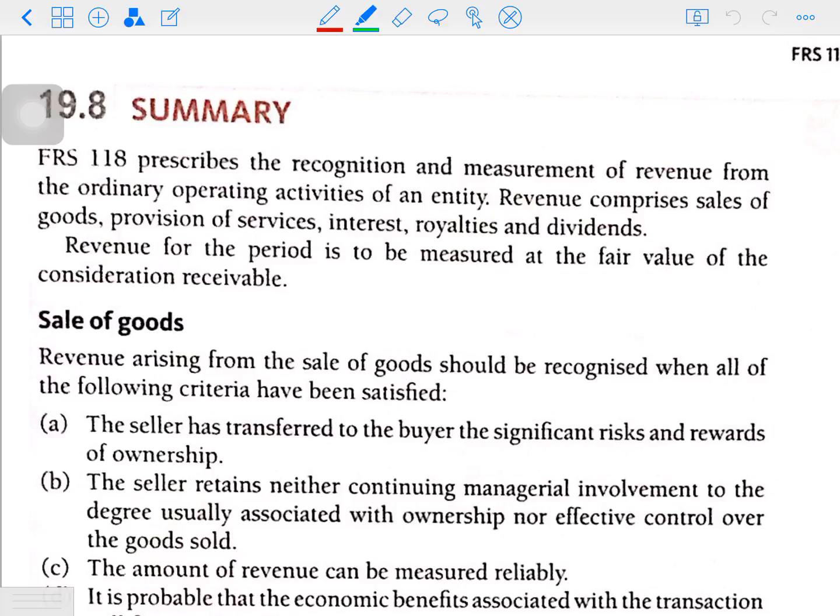So these are actually the summary of FRS 118 with regard to sale of goods, rendering of service, interest, royalties and dividends. Kalau you baca ni lah, yang ni akan saya emailkan you. Okay, semua ni akan email lah nanti. Okay, I will email you. So that's all for revenue recognition under FRS 118. Okay, any question?